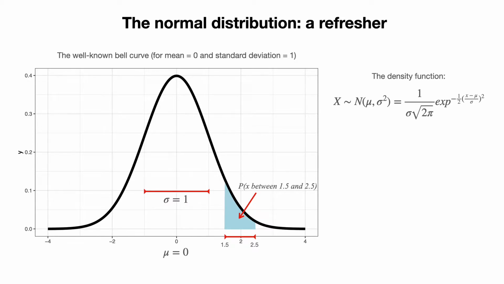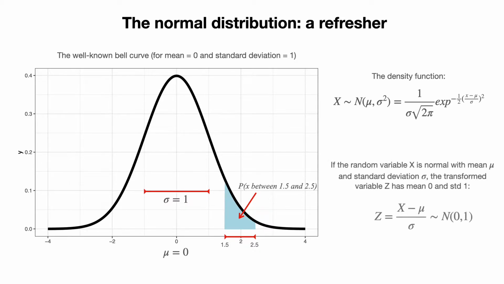The other thing that is good to remember here is that if we have a normal distribution that is not centered at 0 and does not have a standard deviation of 1, so it's not normalized, we can, with a very simple transformation, get a normal distribution with mean 0 and standard deviation 1, which is very simple.